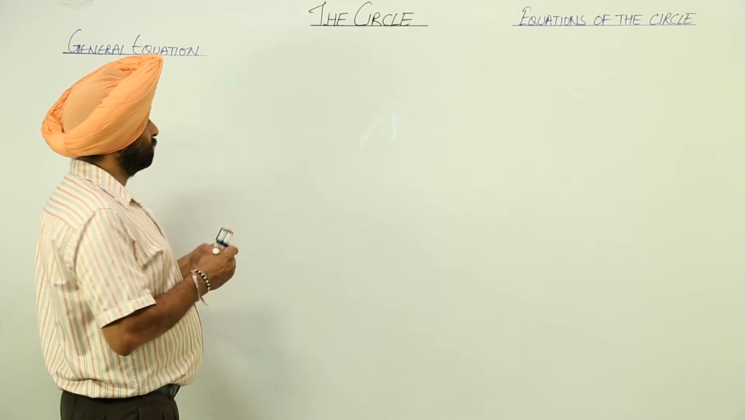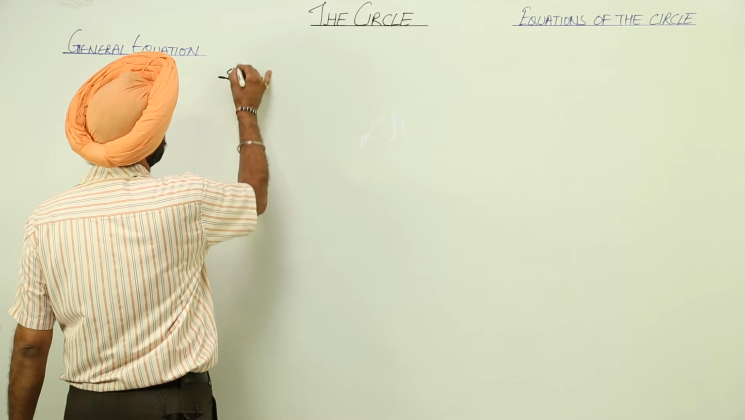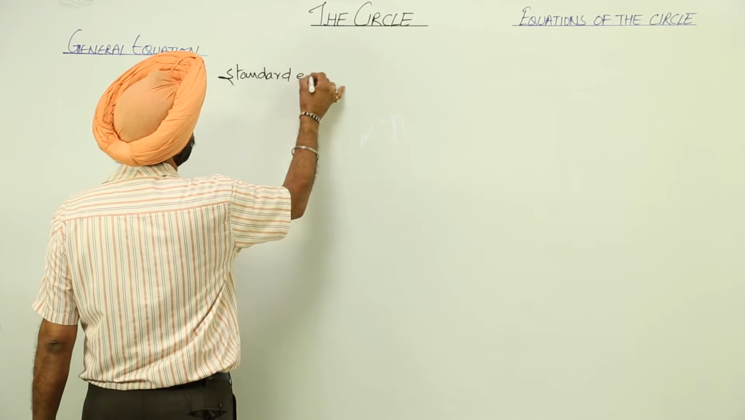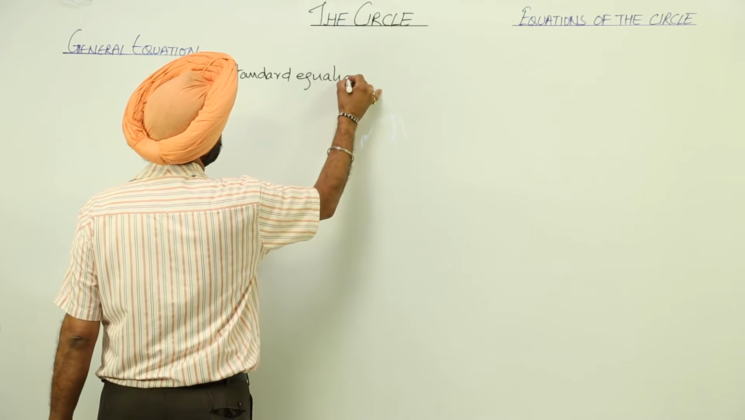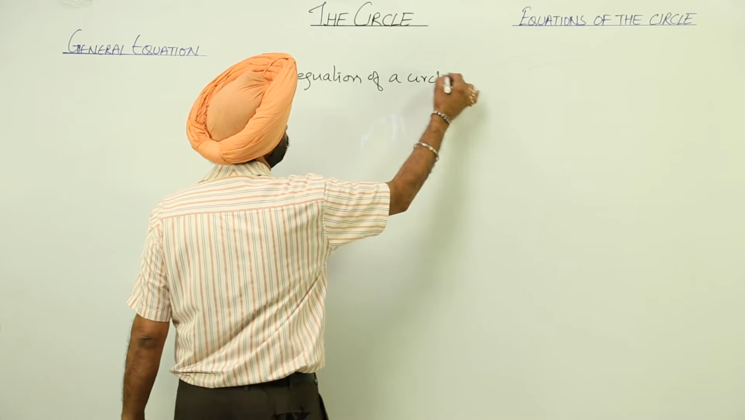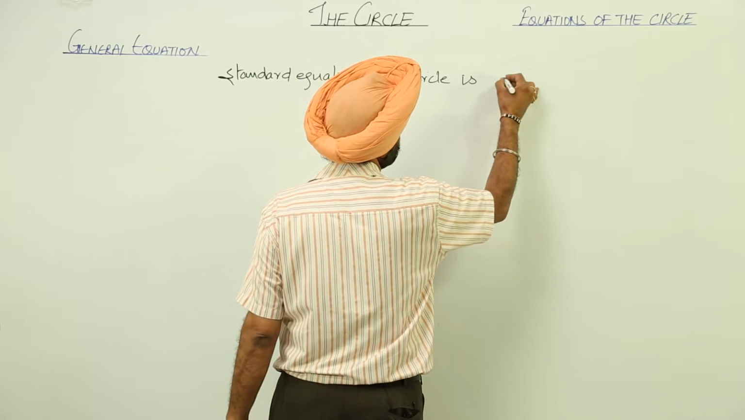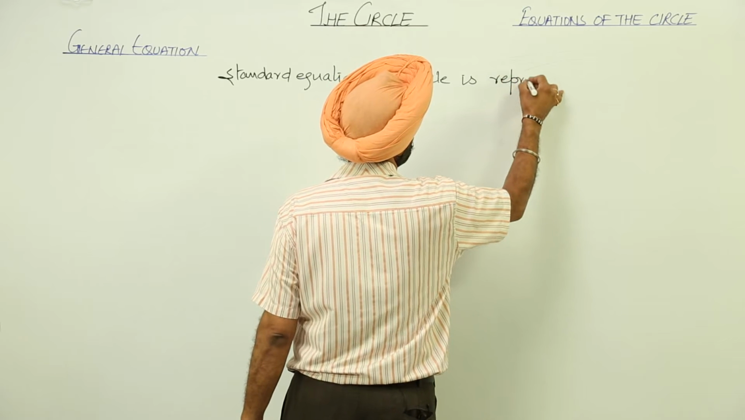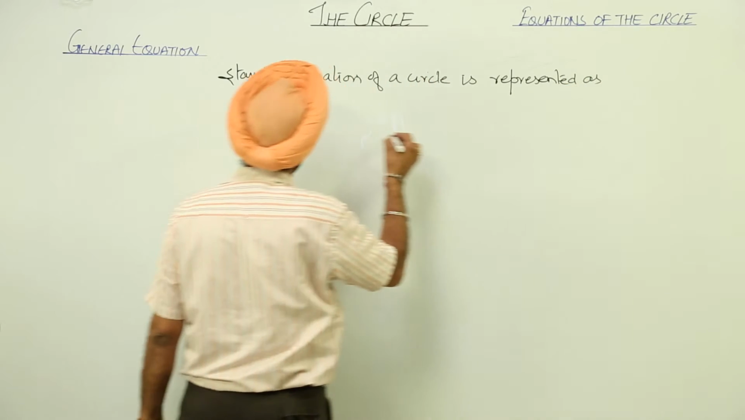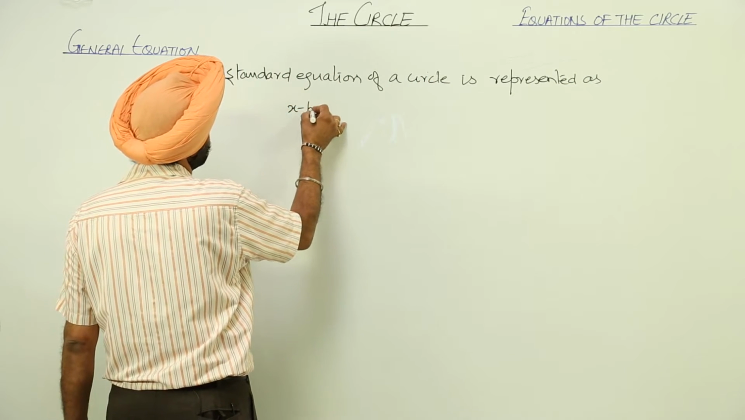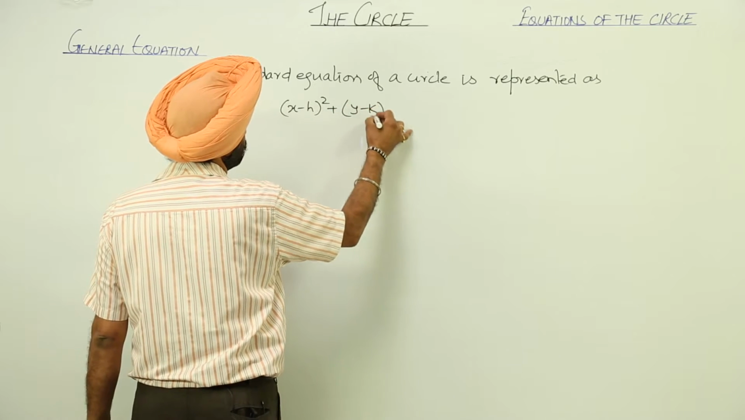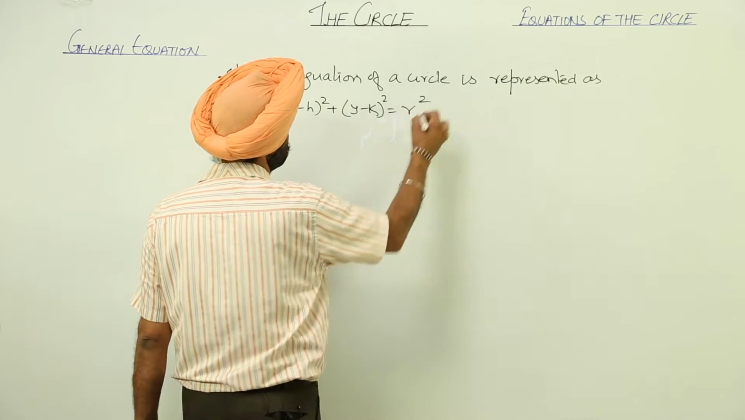General equation, standard equation of a circle is represented as (x minus h) whole square plus (y minus k) whole square is equal to r square.